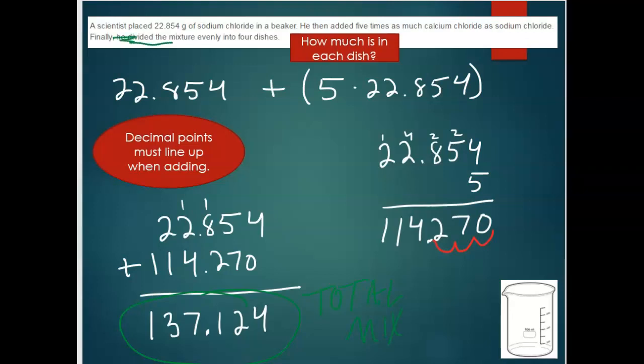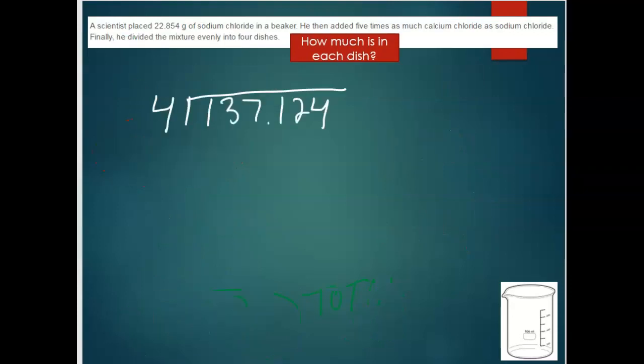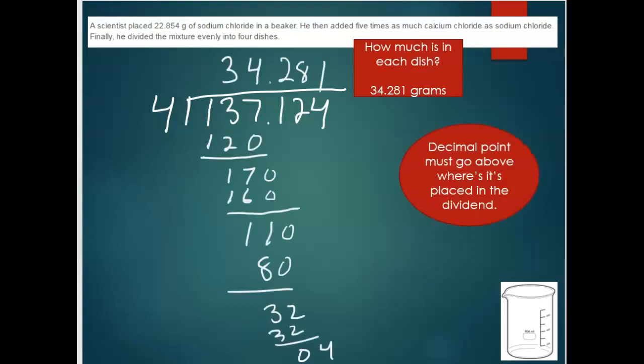But it says he divided it evenly into 4 dishes. So we're going to need to divide. The last step would be doing 137 and 124 thousandths divided by 4. And that's what that looks like there. 4 doesn't fit into 1. 4 fits into 13 3 times.